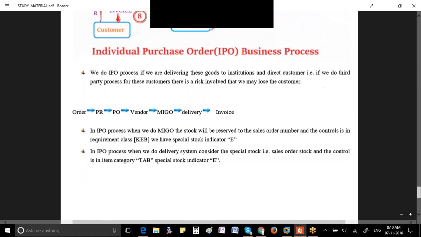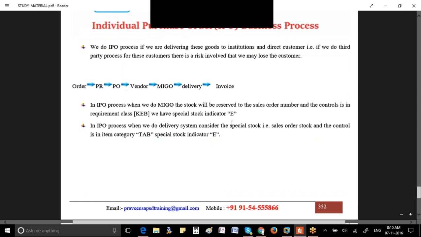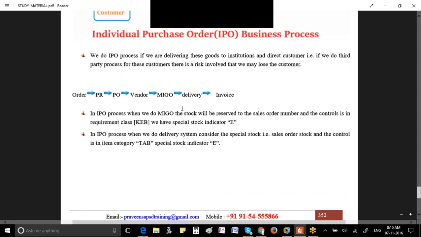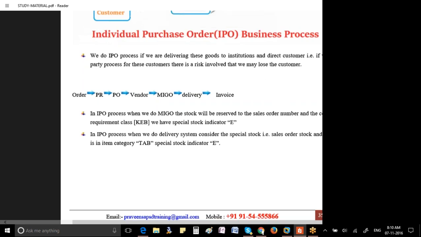So the process goes like this: sales order, purchase requisition, purchase order, vendor, MIGO, delivery, invoice. Okay. In the IPO process, when we do MIGO, we have two special stock indicators, right? Can anyone tell what those special stock indicators in IPO are?